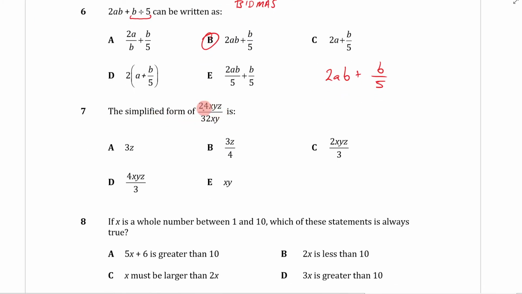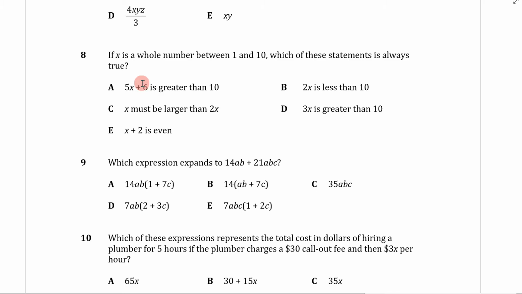We continue. The simplified form of this is which of these? All right, X divides with X, Y divides with Y. 24 and 32 are both divisible by 8. 24 divided by 8 is 3. 32 divided by 8 is 4. It's not that one. This one is correct. 3Z4. So 7B is my correct answer there. We'll keep on going. If X is a whole number between 1 and 10, which of these statements is always true?